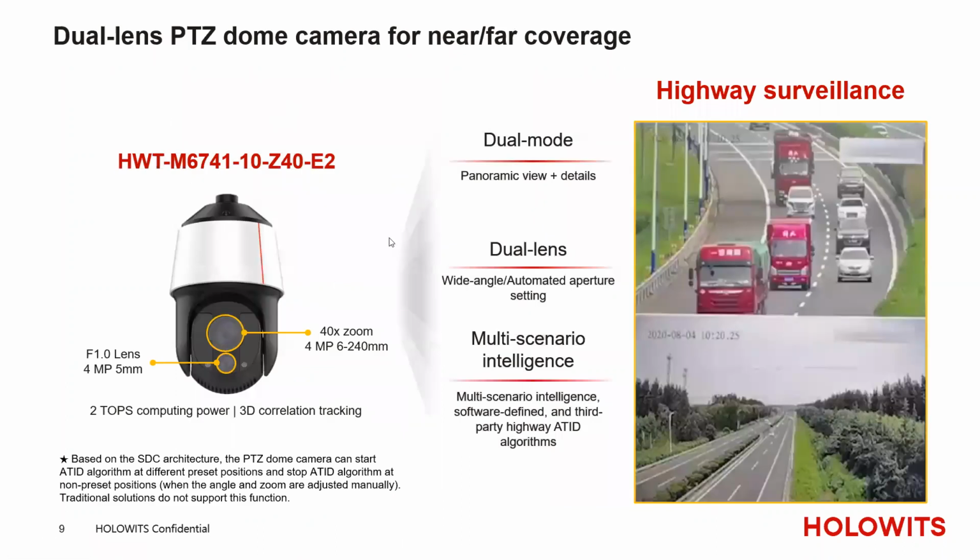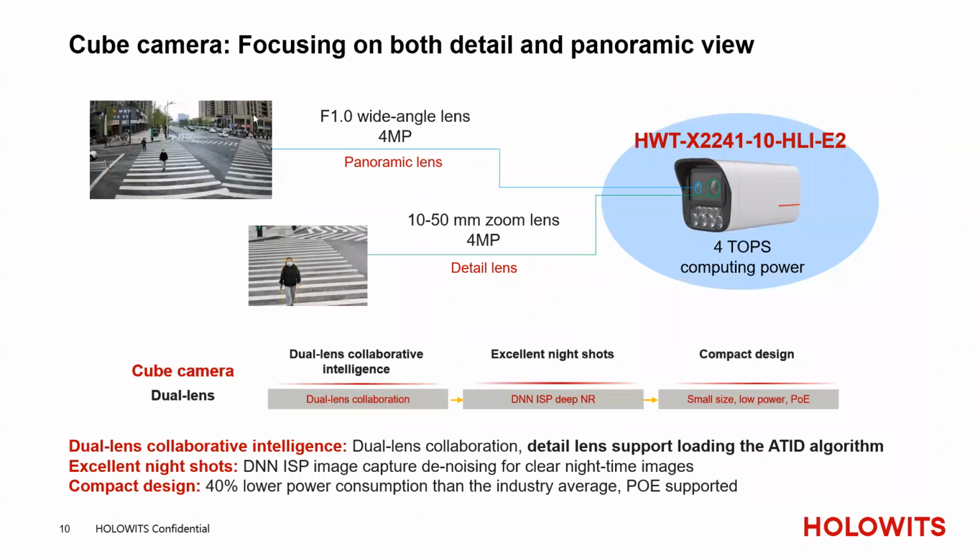This is our PTZ camera I just introduced before. It's very useful if you want to use it on the highway for the AI functions. It's very good. And this camera I didn't introduce before. This is also a camera. It's the cube camera. It's smaller than the X2311. It also has 4 TOPS combined power. It's focusing on both details and the panoramic view, so it has a panoramic lens and a detail lens, which is also a dual lens.